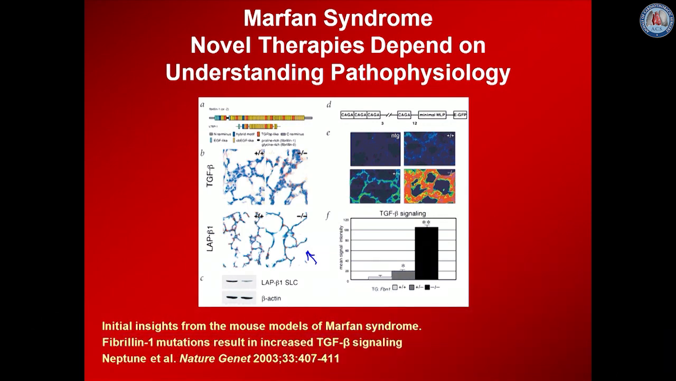Most strikingly, when the mouse lung tissue was stained for transforming growth factor beta signaling, there was excessive signaling in the mouse that had the fibrillin gene knocked out.